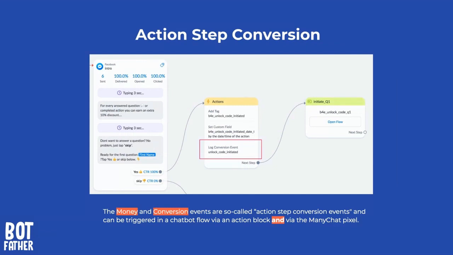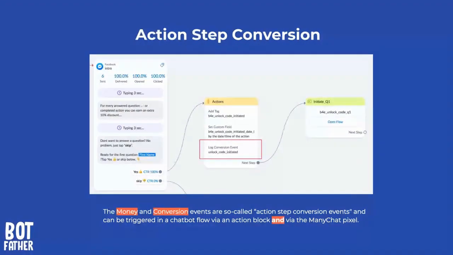Then there are the action step conversions. And the action step conversions are the ones that actually make this super interesting because we are able to set up, alter, and create flows, at least visualizations in our analytics dashboard on how people use our messenger bot flows. And the action step conversions are the money and conversion event.